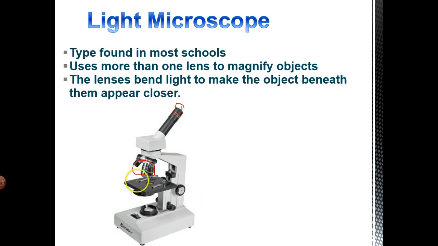So what you do is you place a slide here on the stage, and you can see there's a hole here. The light shines up through that hole, goes up through the specimen, through the objective, through the tube, through the other lens in the eyepiece, and to your eye. And in that process, the way the lenses are shaped make the object appear larger.